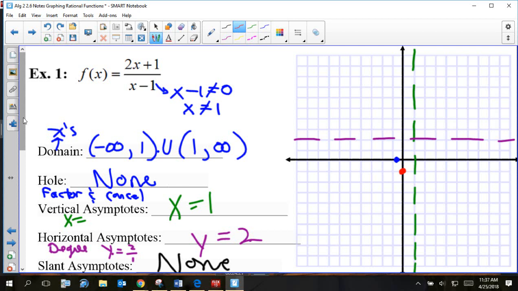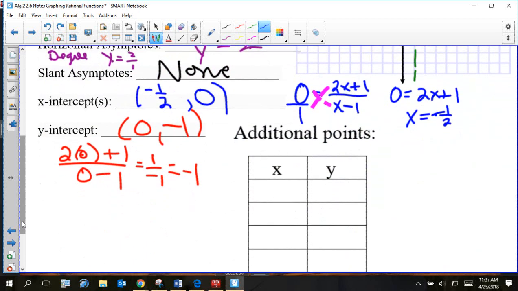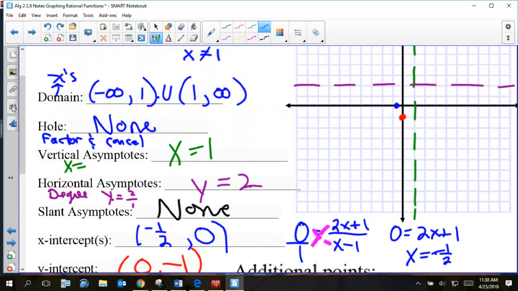So let's pick an x to plug in that is to the left of -1/2. -2? Okay. Let's plug in -2. So we'll have 2 times -2 plus 1 over -2 minus 1. So I get -3 over -3, which is 1. Is that correct? -2, 1? Does it kind of look like the graph is going to branch through that? Does that look like it's not in a weird random spot?